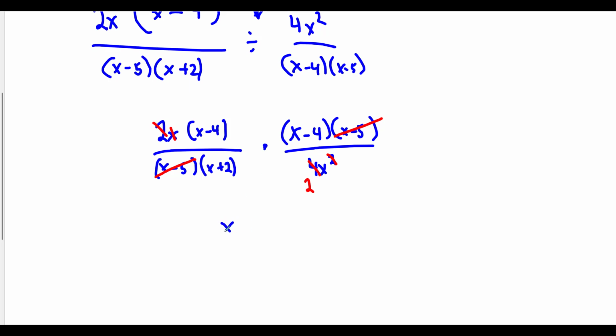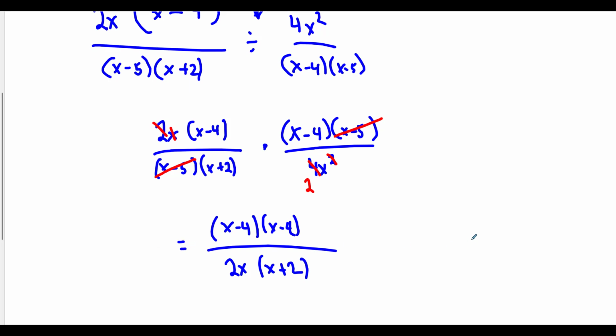So this becomes x minus 4 times x minus 4. Oh, that's it. And the bottom becomes, well, there's a 2 and there's an x. So 2x times x plus 2. And we're done. Are we done? The answer is no, we are not done.